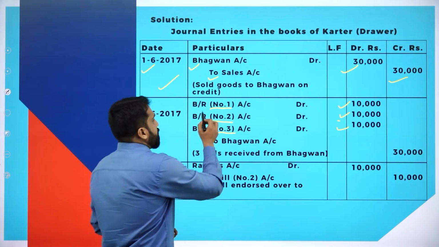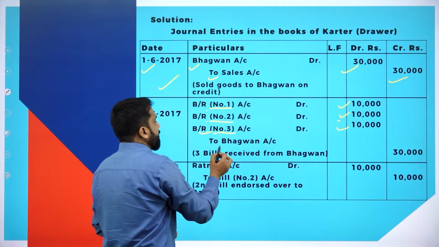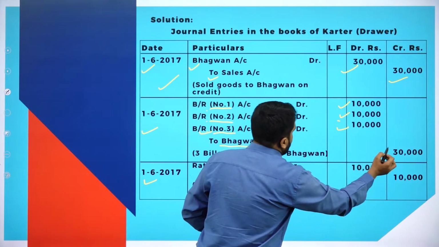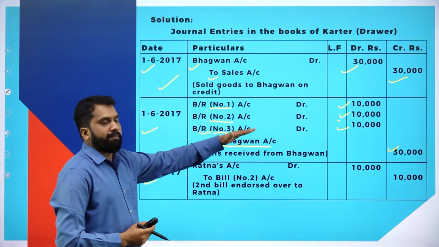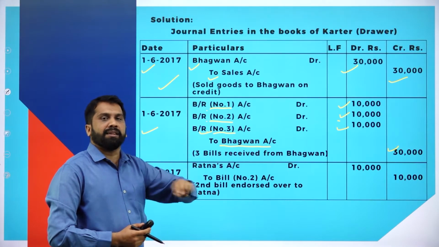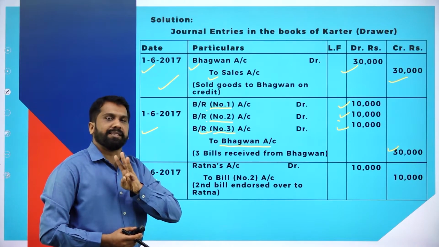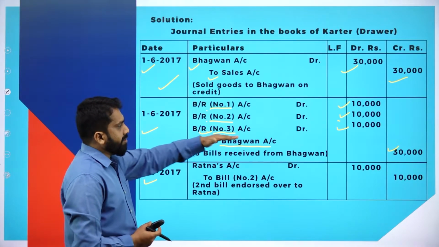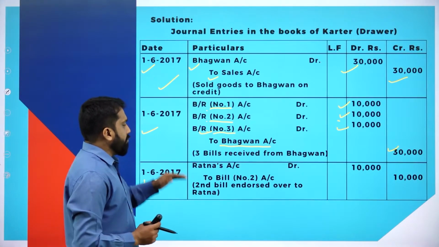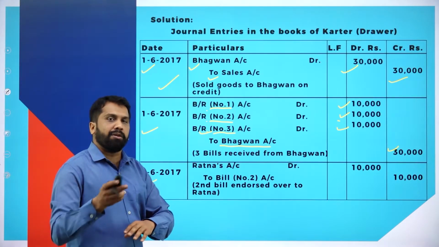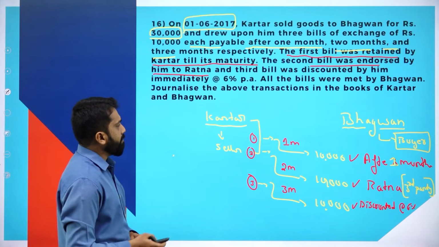Now, bill 1, bill 2, bill 3 to Bhagwan account. Any doubt? No doubt. 10,000 plus 10,000 plus 10,000. Total value of the bill is 30,000. 30,000 and 30,000. Any doubt? No doubt in this. We'll go one by one.